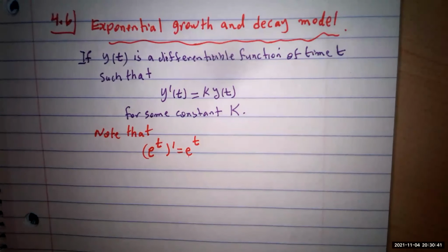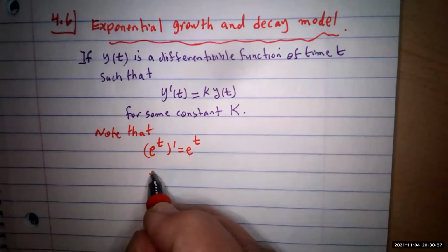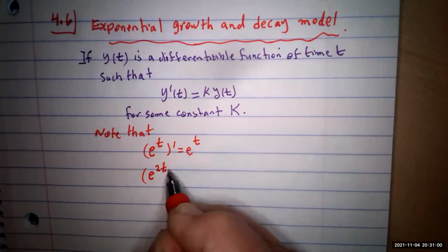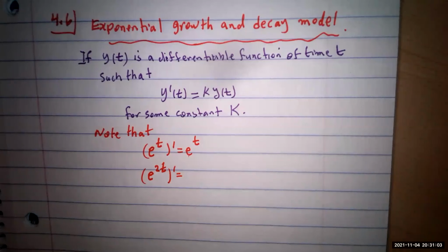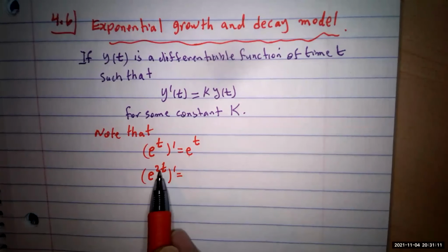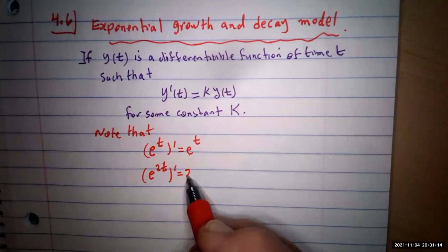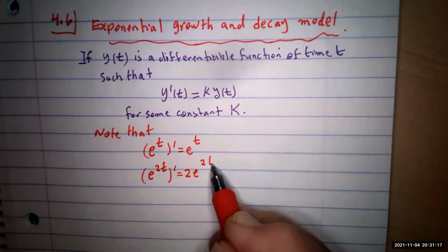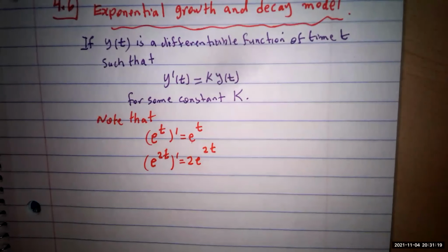Any suggestion? Finding a function whose derivative is 2 times the function. No? What is the derivative of e to the 2t? Remember the chain rule? You have to use the chain rule because of the 2t. The derivative of the e function is again the e function, but you have to pay for it: the derivative of the top, 2. So it's going to be 2 e to the 2t. That's a function whose derivative is twice the function.